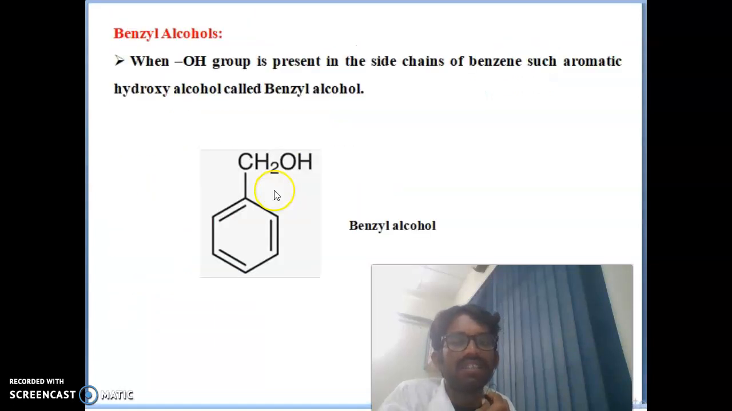Next one, benzyl alcohol. When the OH group is present in the side chain of benzene, such aromatic hydroxy compounds are called benzyl alcohol. So C6H5CH2OH: the OH group is attached to the CH2 group, the side chain. That is called benzyl alcohol.